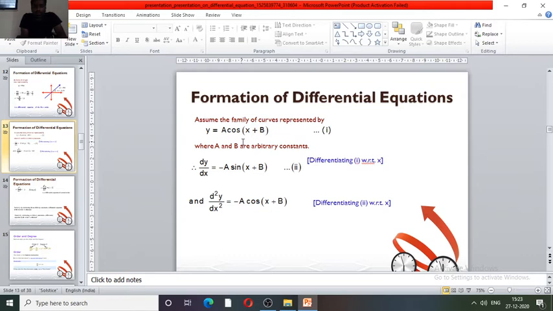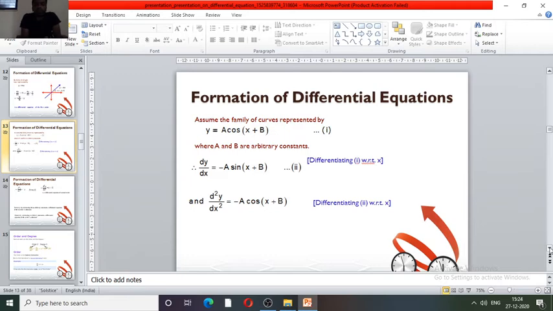Here one thing to note is that the order of the differential equation depends upon the number of arbitrary constants. Suppose in the given equation we have only one arbitrary constant, then we get a first order differential equation. If the given equation has two arbitrary constants, then finally we get a second order differential equation. Likewise here, the given equation is y is equal to a cos(x plus b).